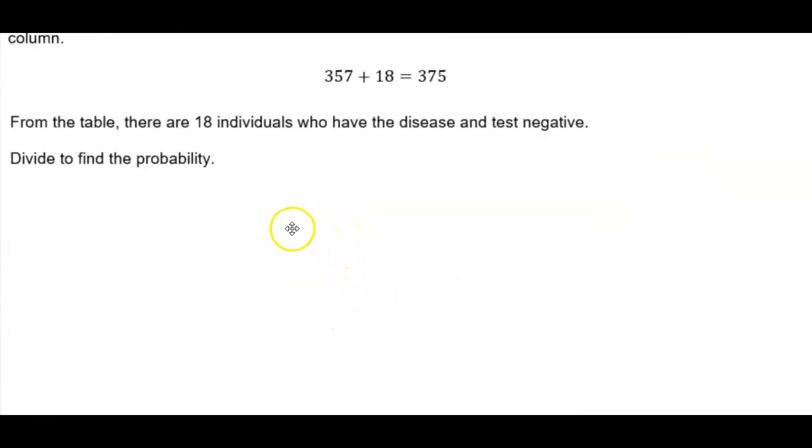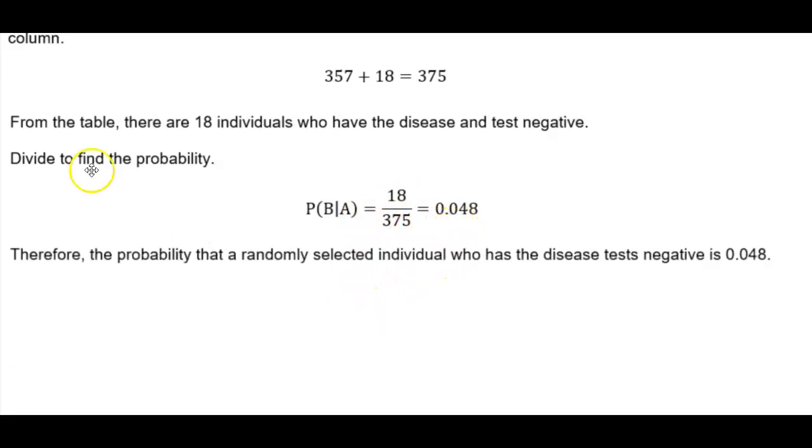So now we're going to divide to find the probability. The probability that a person tests negative, given that they have the disease, is equal to 18 over 375, which is equal to 0.048. Therefore, the probability that the randomly selected individual who has a disease tests negative is 0.048.